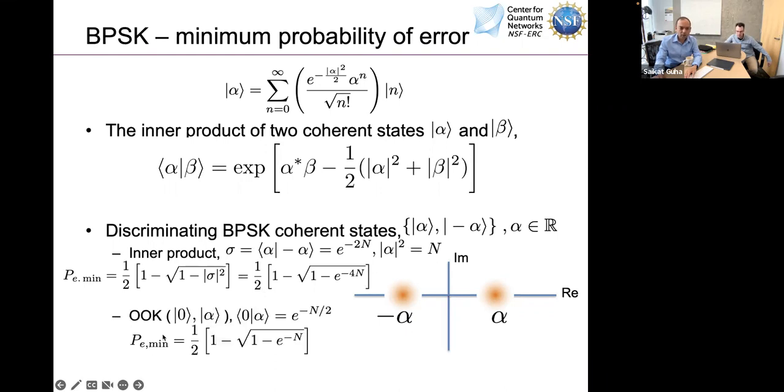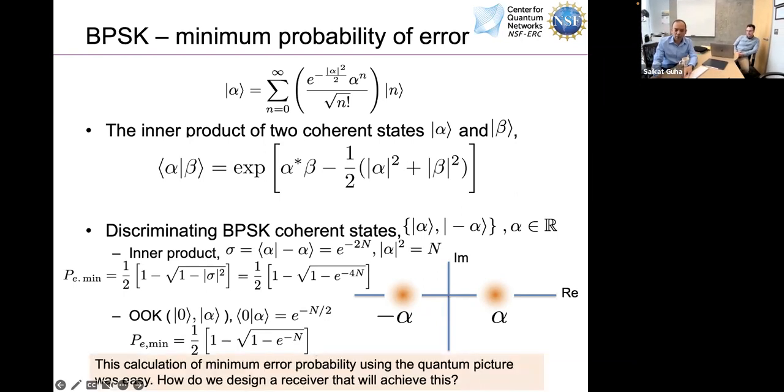On-off keying: the same formula applies because these are two pure states. All you need to do is change the sigma, the inner product between 0 and alpha. It is e to the minus n over 2. Plug it in, get the minimum probability of error. So calculation of this minimum probability of error obviously is one line. You just solved it in the last problem. But how do we design a receiver that will achieve this?